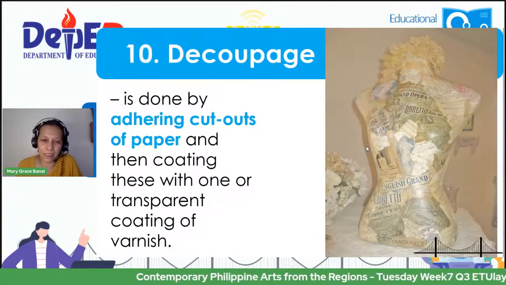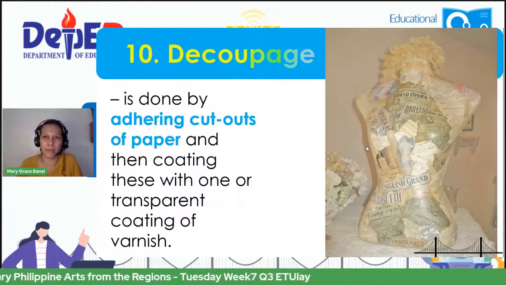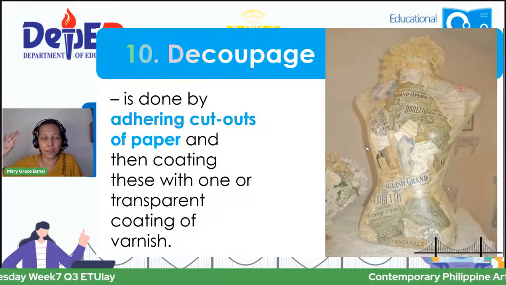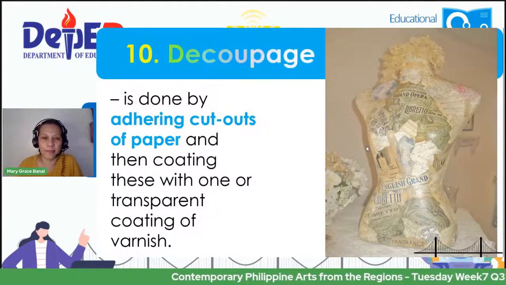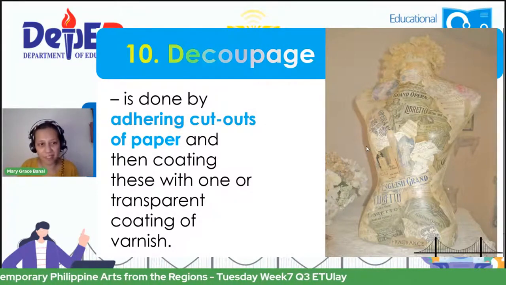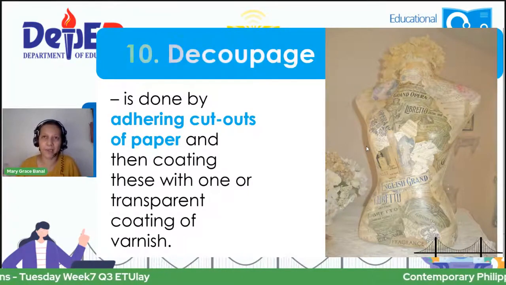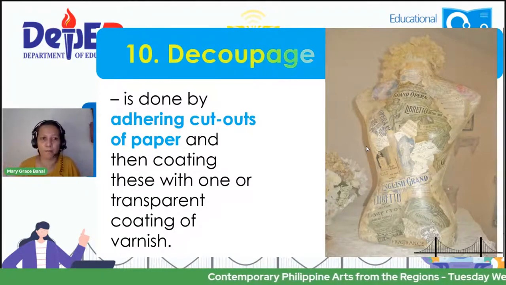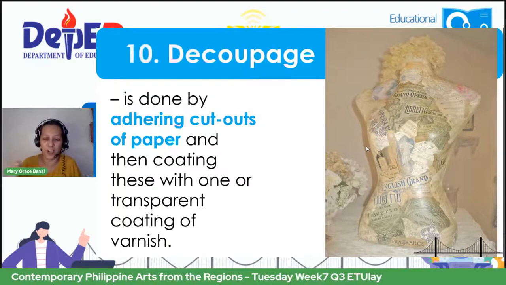Pwede rin yan sa mga bottles if you want to put designs on your vases, di ba? Sa mga, ano pa ba? Sa mga walls niyo na made out of glass. Yan, pwede kang maglagay doon. Yan. So, but this is different from paper mache. So, decoupage siya dapat para siyang collage din. Kaya lang this time around gagamitan mo siya ng coating ng varnish. Bakit varnish? Para hindi mawala yung visual impact ng cutout papers mo. Okay? That is the technique of decoupage. So I hope that's clear to you.